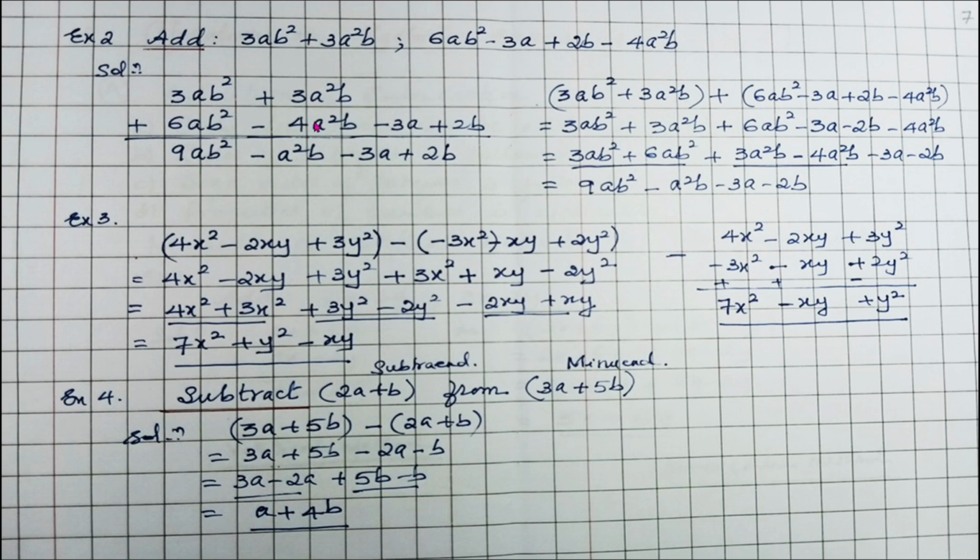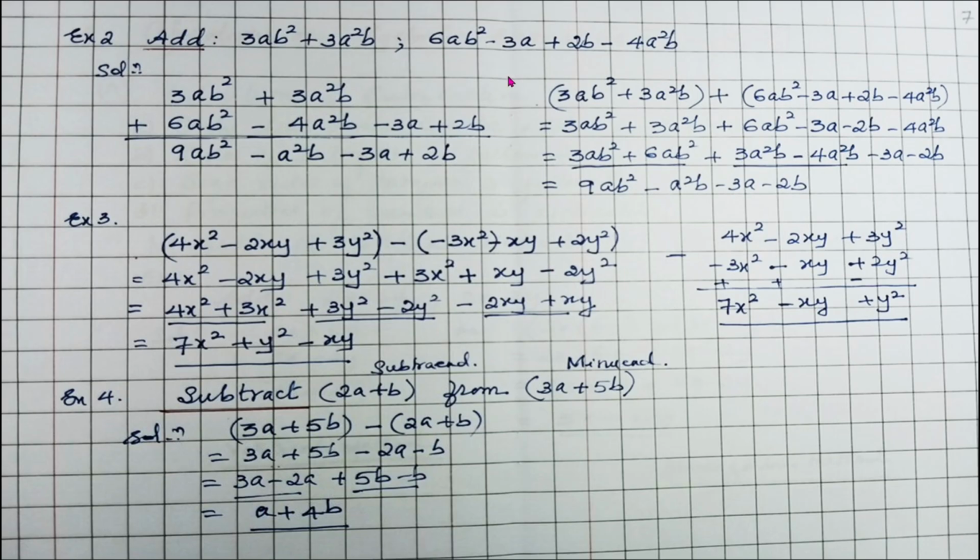Now add this because they are like terms here. Plus 3 is plus 3 minus 4. 4 is greater than 3, therefore it becomes −a²b, and here 3 plus 6 is 9ab². That is the sum of these two algebraic expressions. We can go for the horizontal method.